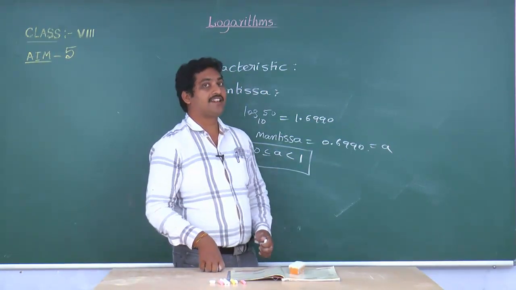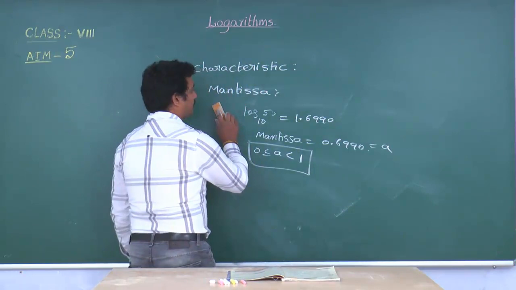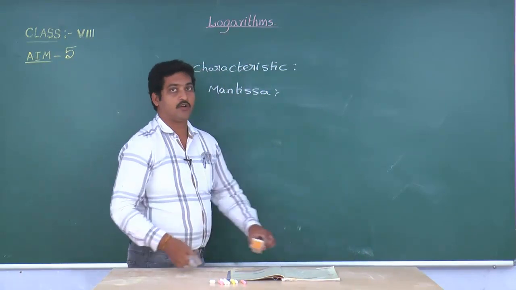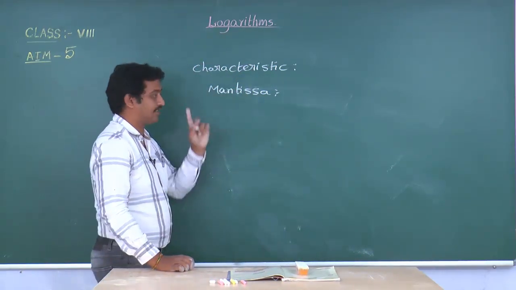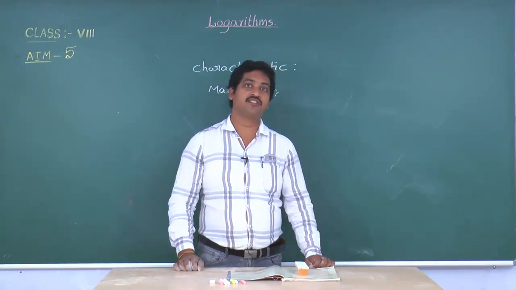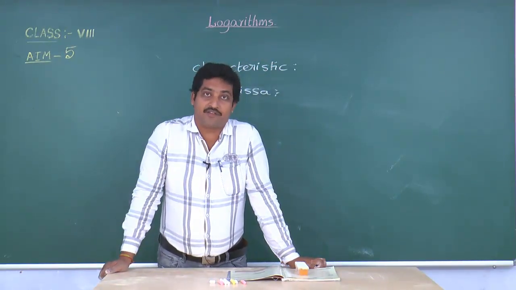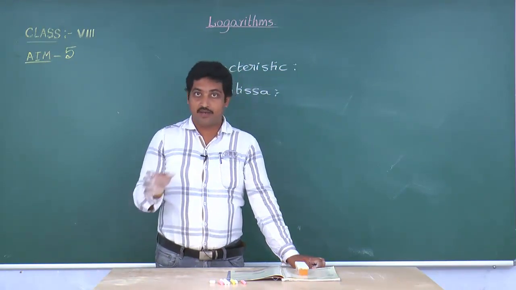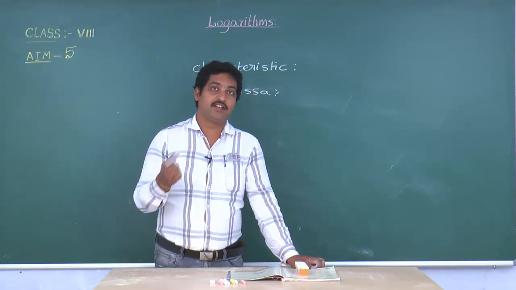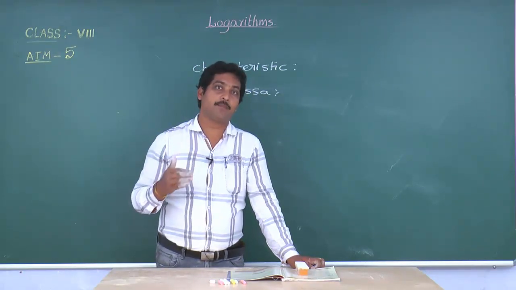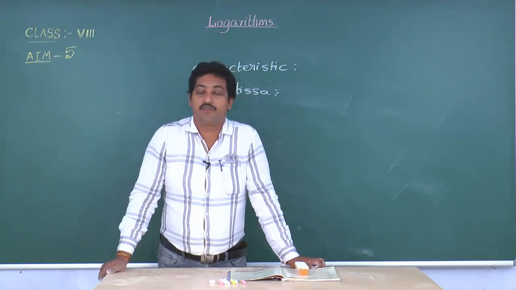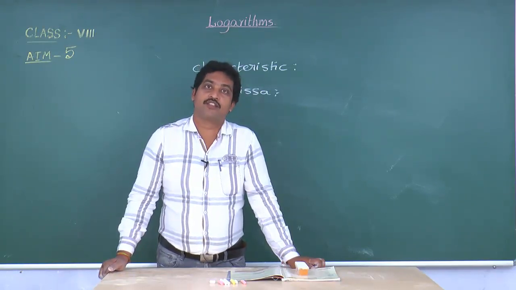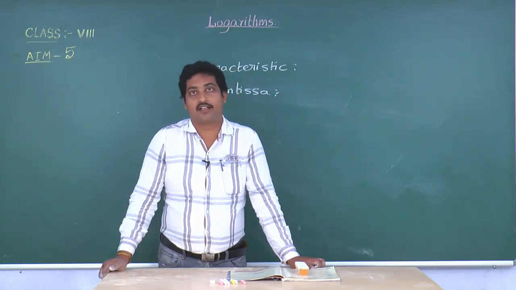Now, after learning these two, we are going to see the uses of the characteristic and Mantissa. Mainly we use the characteristic for finding the number of digits in the given number, or the number of zeros in between the decimal point and the first significant number. These are the main applications of the characteristic. To find the Mantissa of the logarithm, we have to depend upon the logarithmic tables. Next time we are going to learn how to read the logarithmic tables.